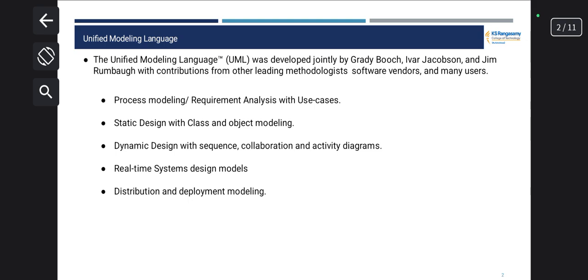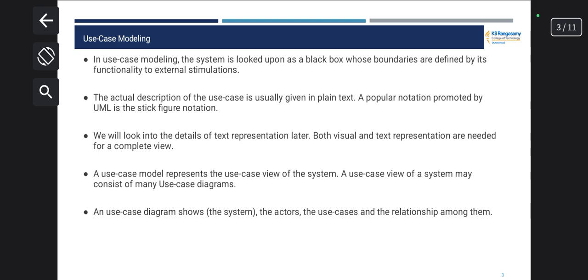There are five types of use case models used in this use case diagram. The first one is process modeling or requirement analysis with use cases. The second one is static design with class object modeling. The third one is dynamic design with sequence, collaboration and activity diagrams. The fourth one is real-time system design models. And the fifth one is distribution and deployment models. So these are the different kinds of models. Based on the use case, we can choose any of the models. The next one is use case modeling.